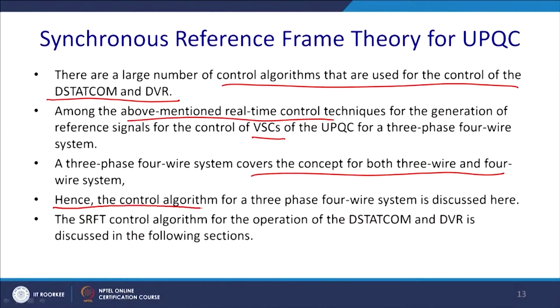Hence, the control algorithm for the 3-phase 4-wire system is discussed here, and if you just cut out the zero current, make the zero current 0, then it has become a 3-phase 3-wire system.